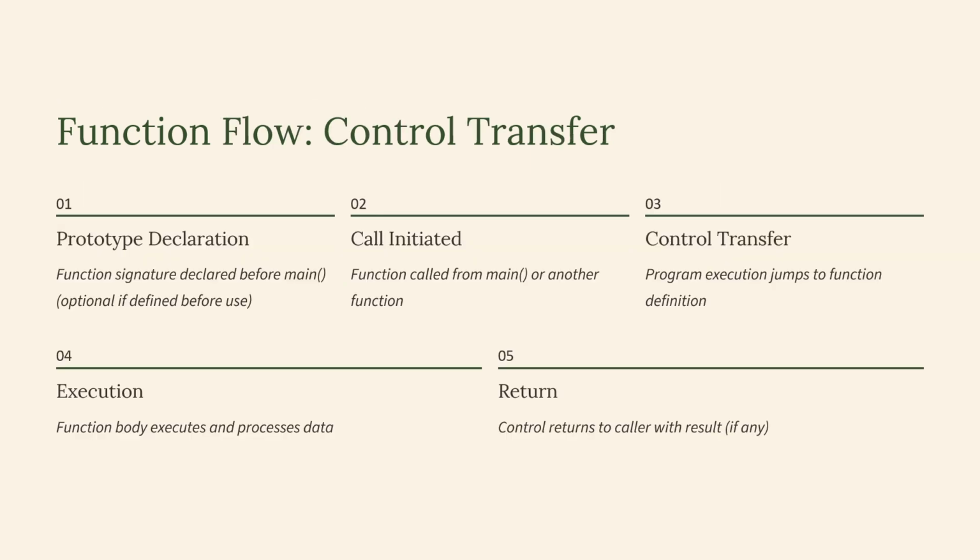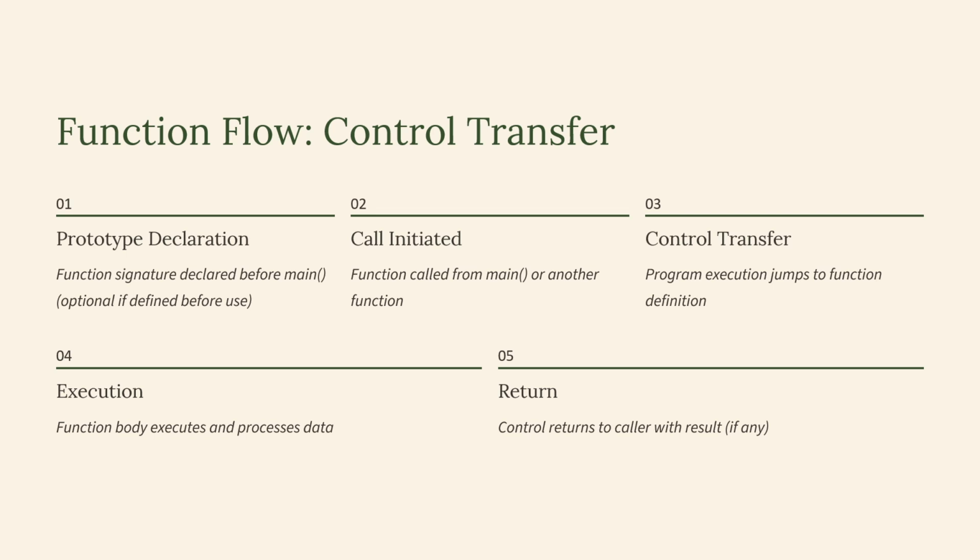Now, how does the function flow happen? How does the control transfer happen? First, the prototype informs the compiler. Then main calls a function. Control jumps to the function definition. The function executes instructions. Control returns to the calling location with the result. This mechanism is known as control transfer.